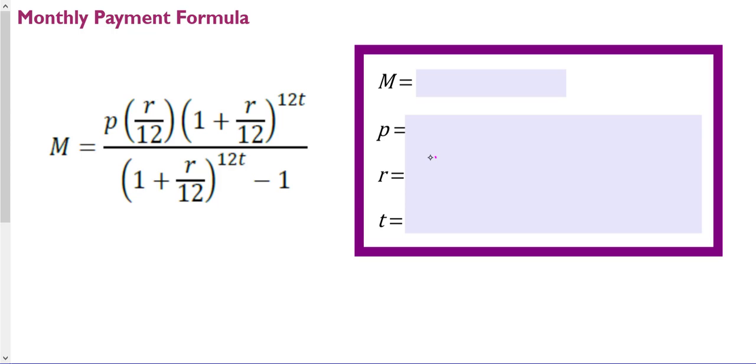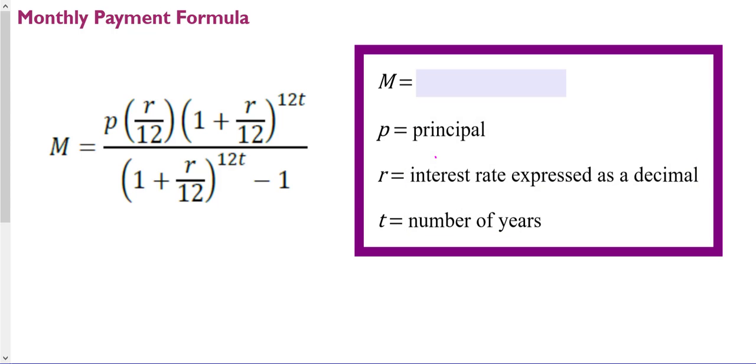They still have the P for principal, they still have the R for rate, and they still have T for the number of years. However, what's different on this one is that they use M to represent what your monthly payment is going to be.